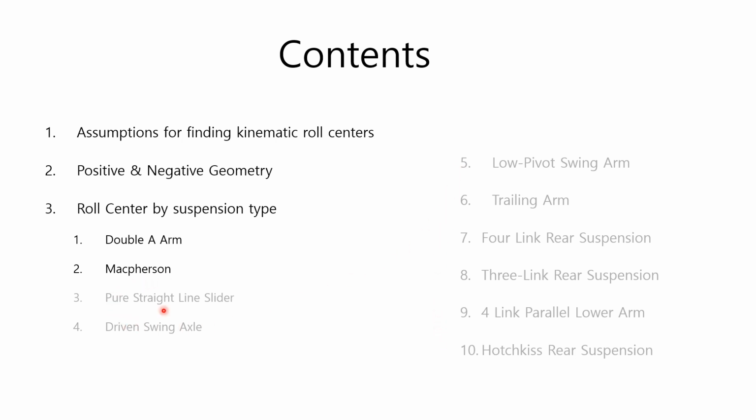They are pure straight slider suspension, driven swing axle suspension, low pivot swing arm suspension, trailing arm suspension, four-link rear suspension, three-link rear suspension, four-link parallel lower arm suspension, and Hotchkiss rear suspension.